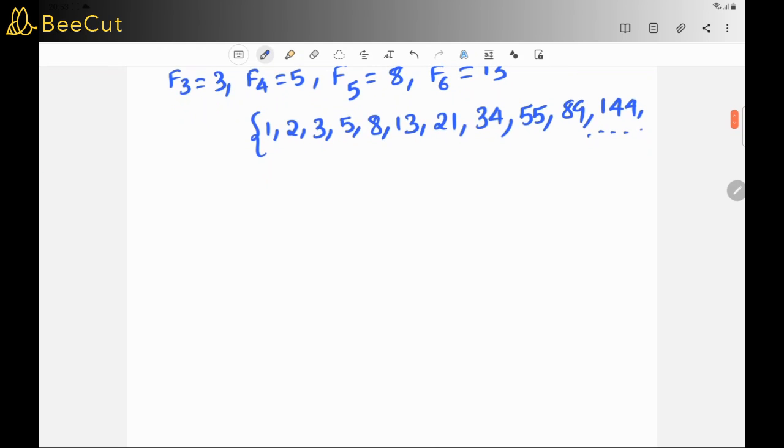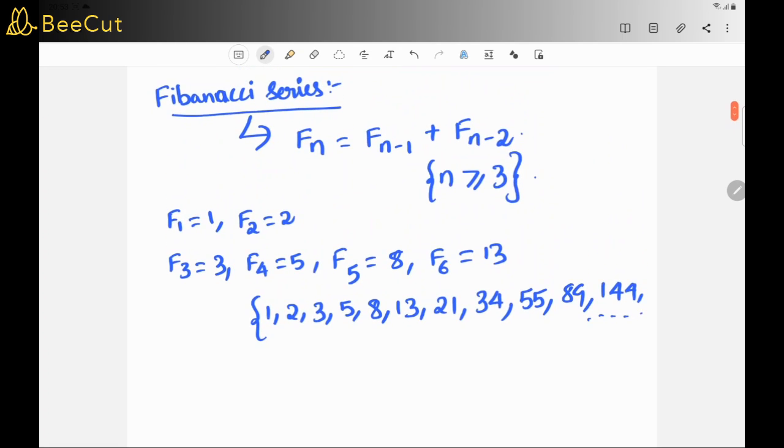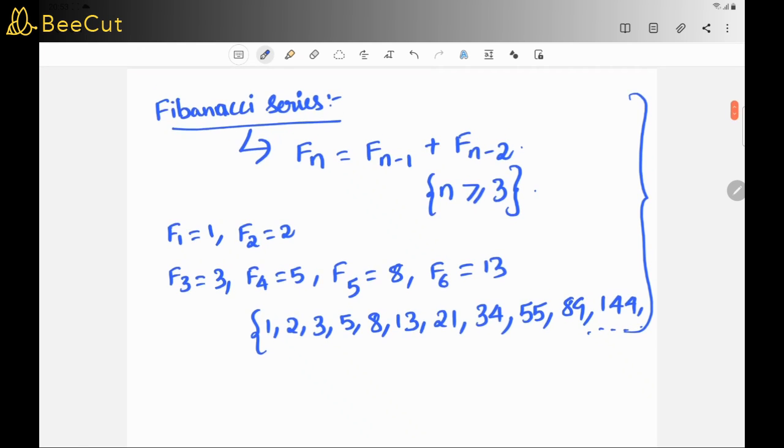Now, let us apply this series in solving questions related to permutation and combination. If we apply this series, the questions can easily be solved without much effort. This series is simple. It states that the nth term of the series is the summation of two previous terms in that series, provided n is greater than or equal to 3. This is the Fibonacci series. So let us apply this series in solving questions related to permutation and combination.